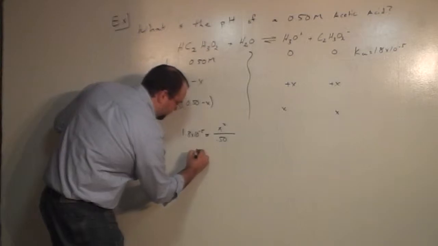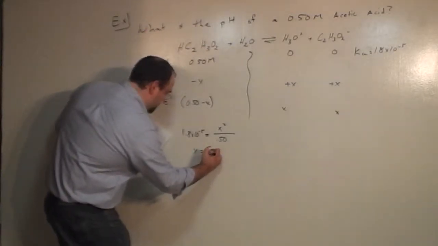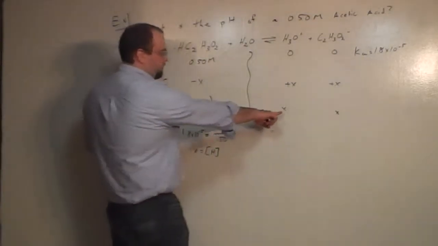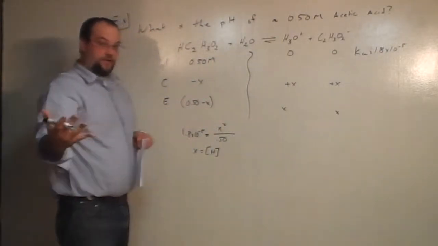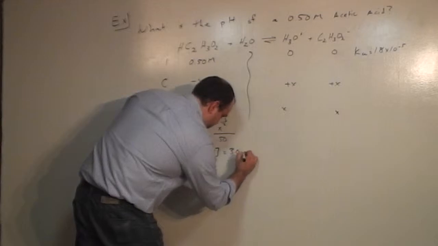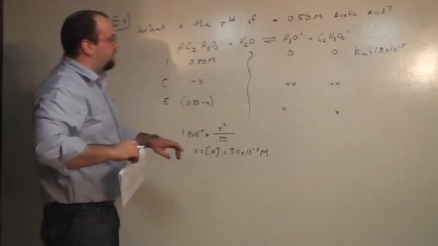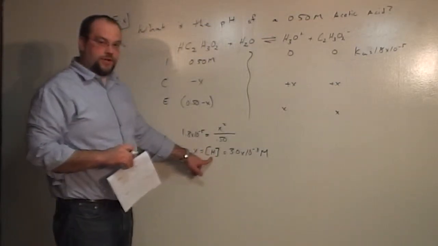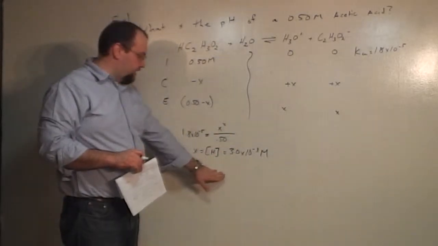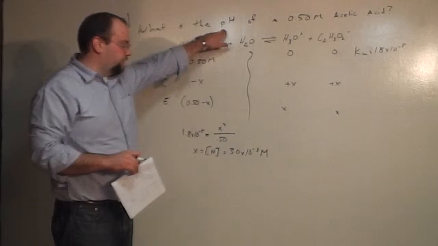We just solve for x, and we're going to get x, which is equal to the hydrogen concentration, right? Because x is hydronium, hydronium is hydrogen. We're going to get that to equal 3.0 times 10 to the negative third. Now, the reason I specified that it's hydronium or hydrogen is because they want the pH. Okay, this isn't our answer. Our answer isn't 3.0 times 10 to the negative third molar. Our answer needs to be in pH.